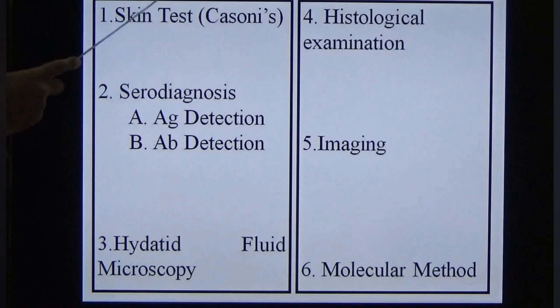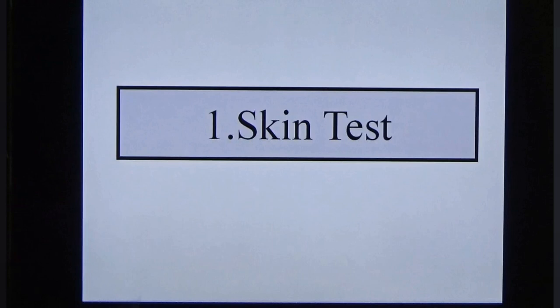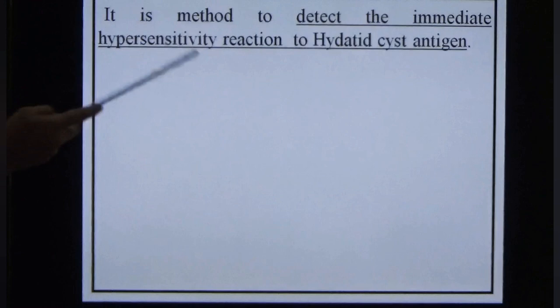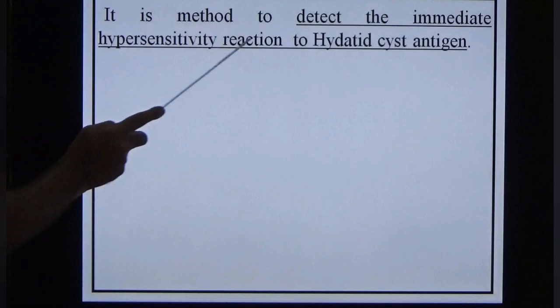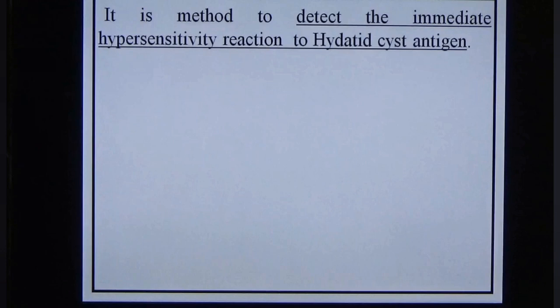The skin test is the more common and immediate test we have to do for this patient. Okay, so what is the skin test? It is known as the Casoni test. It is the method to detect immediate hypersensitivity reactions to the hydatid antigens. So how to perform this test? What is the procedure? It is a simple procedure.